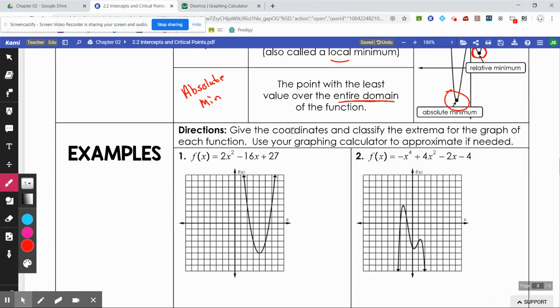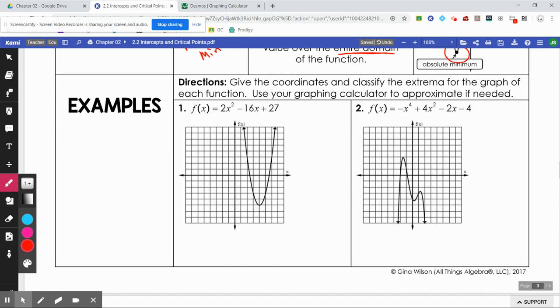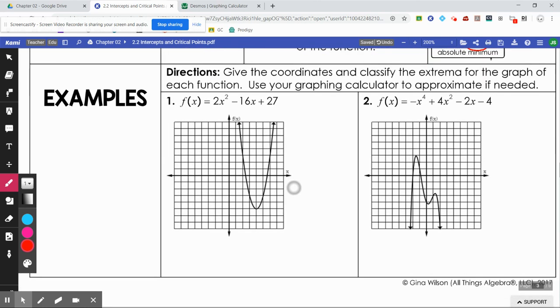Okay, now let's actually find some absolute and relative maximums and minimums, these critical values, and then we'll talk about some inflection points as we go. Give the coordinates and classify the extrema for the graph of each function. Use your graphing calculator to approximate.